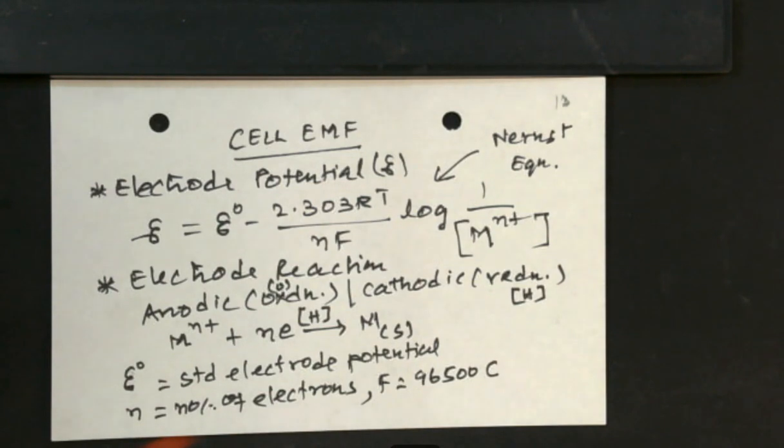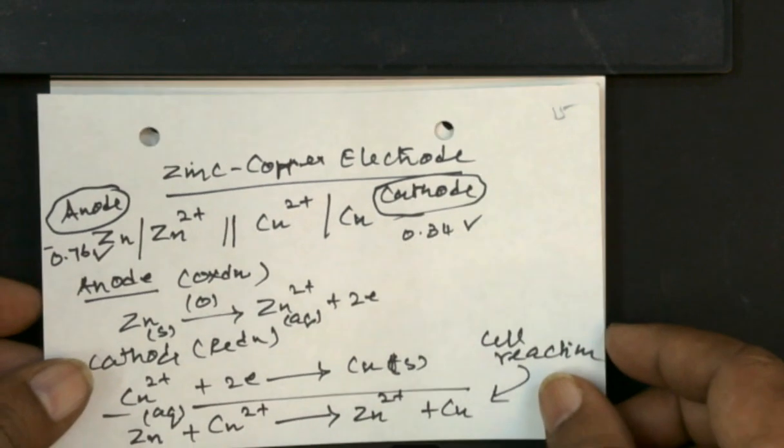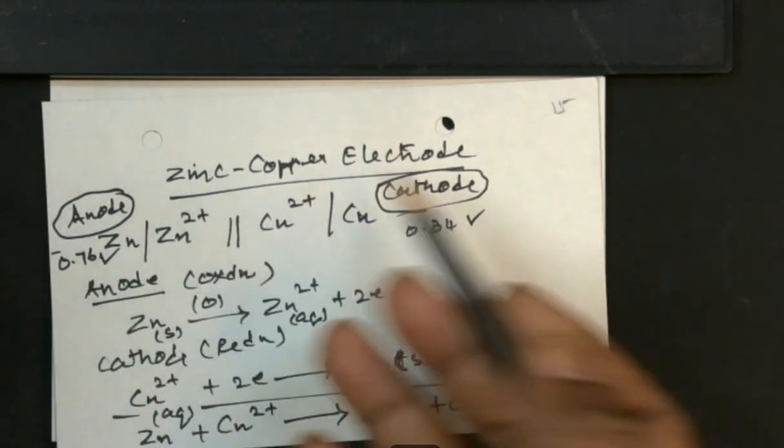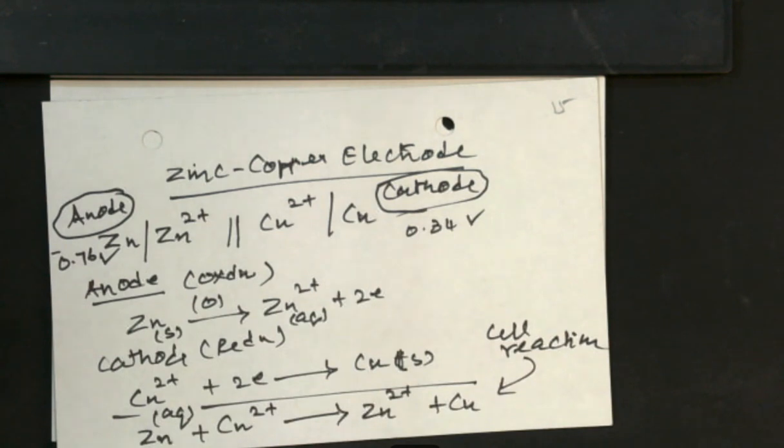Let me explain about the cell EMF. First of all, we should understand how to represent a cell. You please make a note of it. A cell can be represented, in this case I have taken a zinc copper electrodic cell.